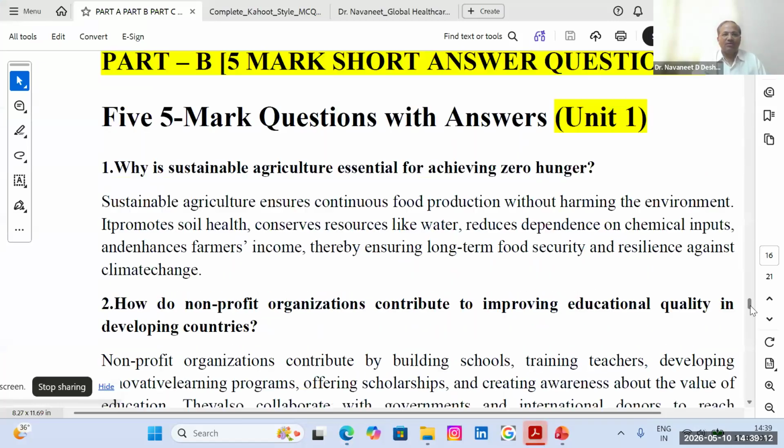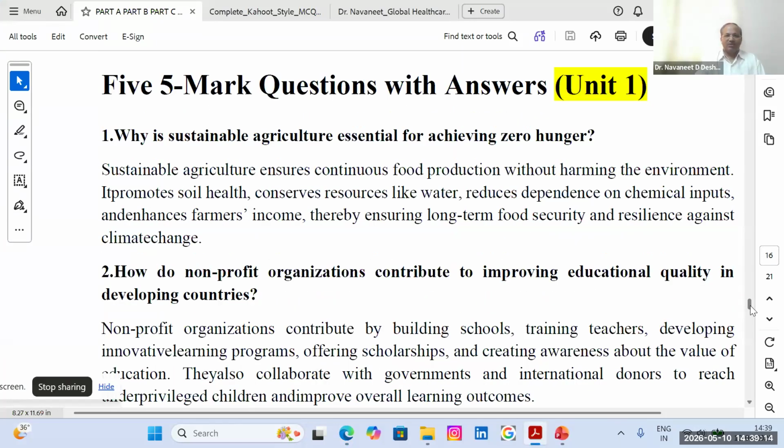In Unit 1, why is sustainable agriculture essential for achieving zero hunger? Sustainable agriculture ensures continuous food production without harming the environment, promotes soil health, conserves resources like water, reduces dependence on chemical inputs, enhances farmers' income, and thereby ensures long term food security and resilience against climate change.